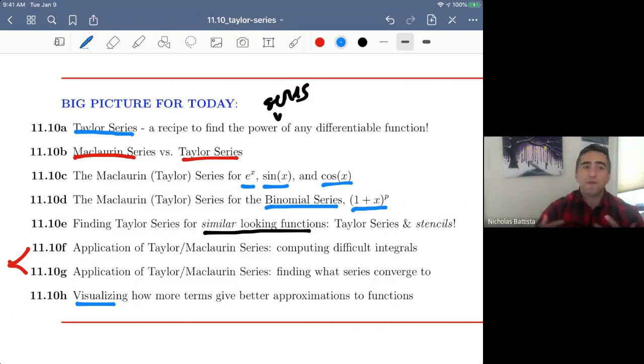So again, the big points for today: a Taylor series is nothing but a power series in which we have a recipe to figure out a function's representation as a power series. So all Taylor series are power series as well. All the tools we've learned for power series so far apply directly to what we know about Taylor series. And with that, let's jump into finding that recipe for Taylor series.